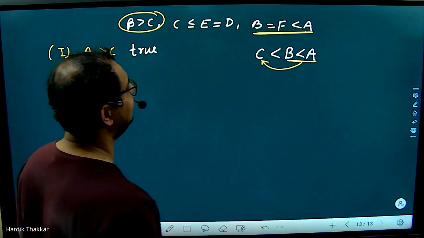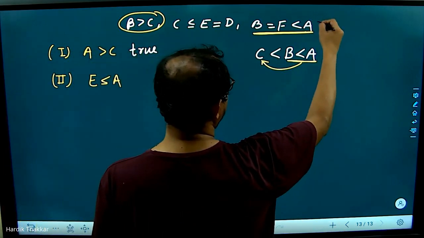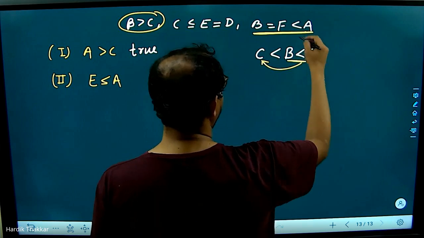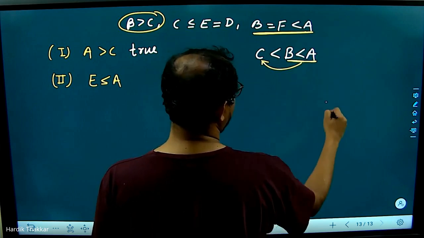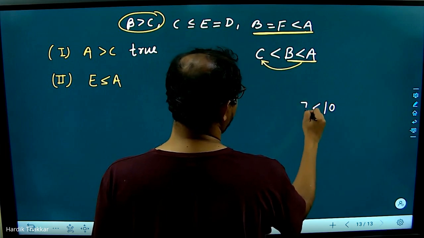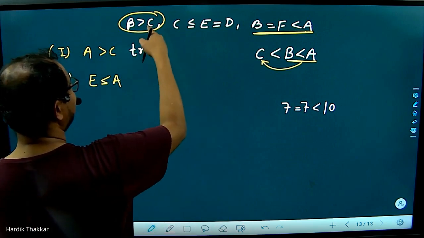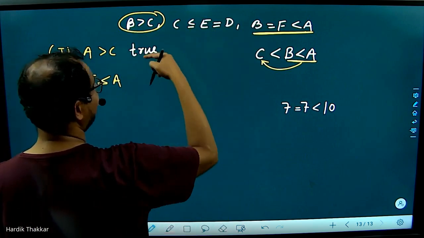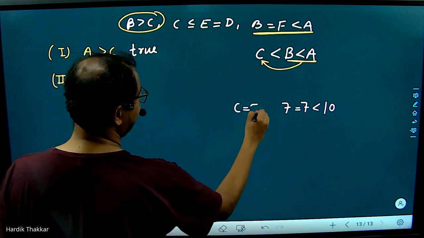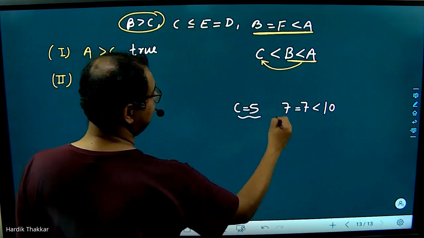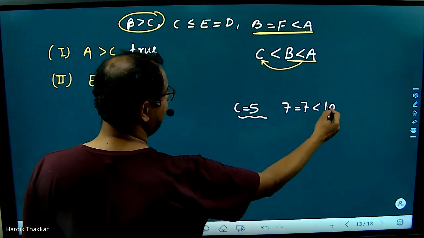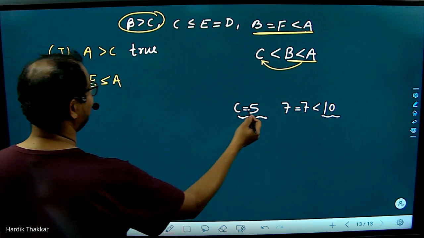So if we consider this question and replace it with numbers, then how can we prove that A is greater than C? We will consider different numbers. So now, just consider A is equal to 10 and B and F consider as 7. So 10 is greater than 7, and B and F both are 7. Okay, now consider C, which is less than B. So B is 7, consider C as 5. So C will be equals to 5. Clear? Now C is 5 and A is 10. So which one is greater? 10 is greater than 5, means A is greater than C. So it is true.